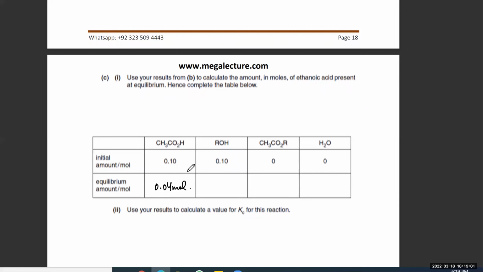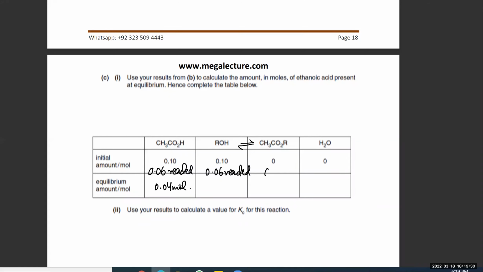अब बाकी काम आसान है. Now it's an ICE question. You've got 0.1 moles and at equilibrium you have 0.04 moles. That indicates that 0.06 गायब हो गए. 0.06 must have reacted. ये इनका reaction है ना. So 0.06 must have reacted with 0.06 moles of alcohol.